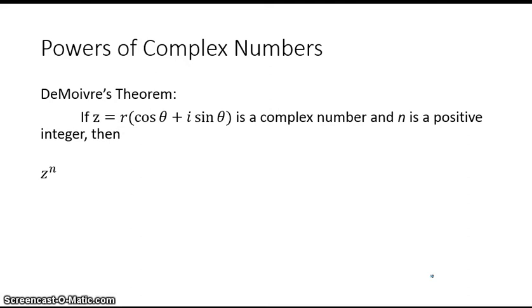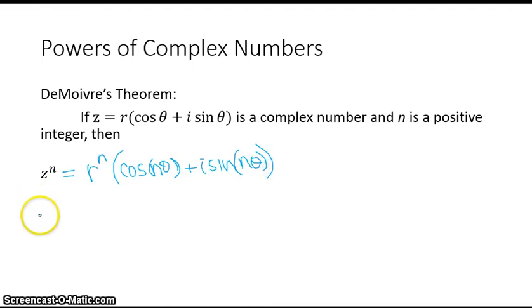We can also raise complex numbers to a power. So my complex number z equals r times cosine theta plus i sine theta, and I have just a positive integer n. If I do z to the n, I'm actually going to raise my r to the n, just like when we were multiplying, we multiplied our r's. When we were dividing, we divided our r's. So when I'm doing an exponent, I take the r to that exponent. For the angles, you're actually going to do n times theta. So whatever the exponent is, you're multiplying that by the angle.